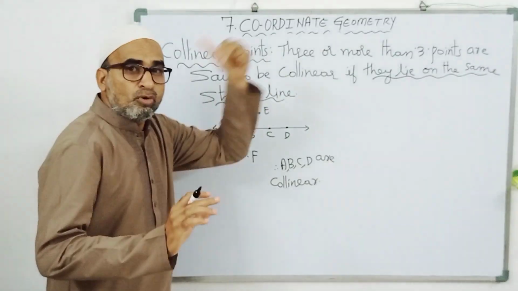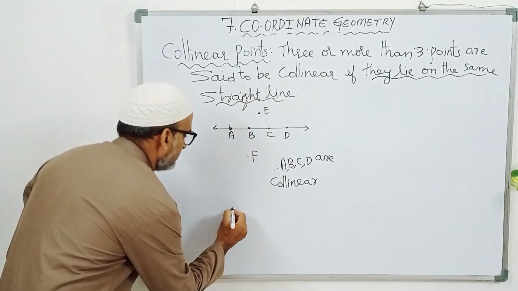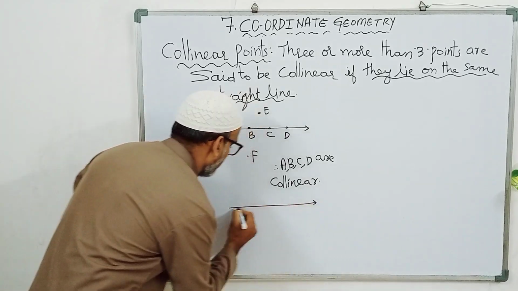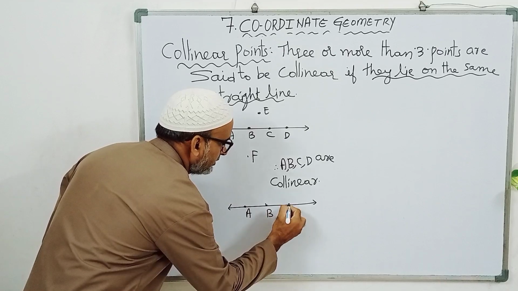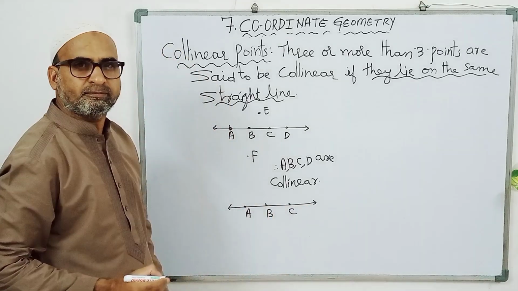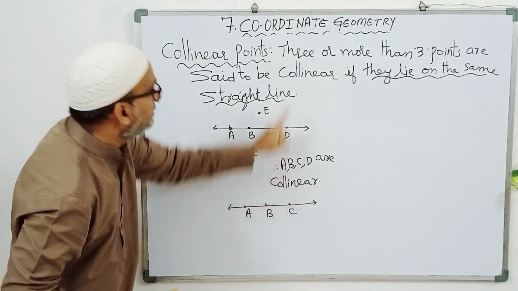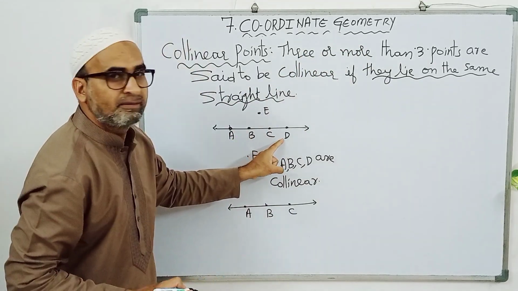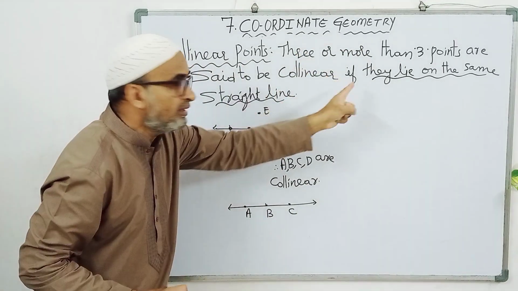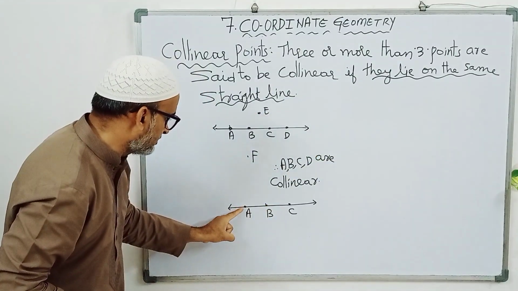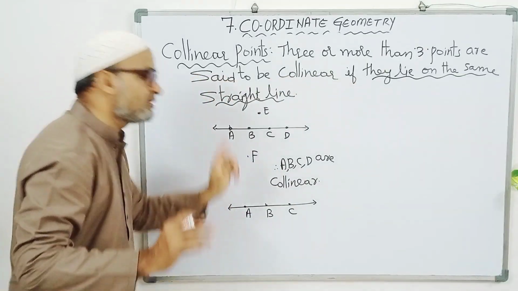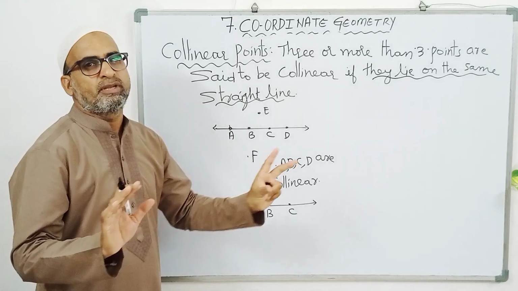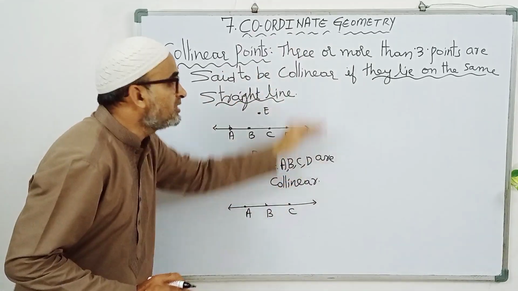3 or more than 3 points. In 10th class, we will discuss only 3 points. Suppose this is the point A, this is the point B, this is the point C. 3 or more points are said to be collinear if they lie on the same straight line. These 3 points are on the same straight line only. That's why these types of points are said to be collinear. This is the English definition.